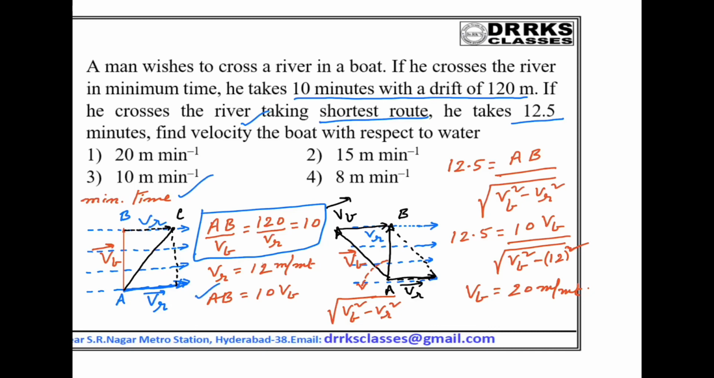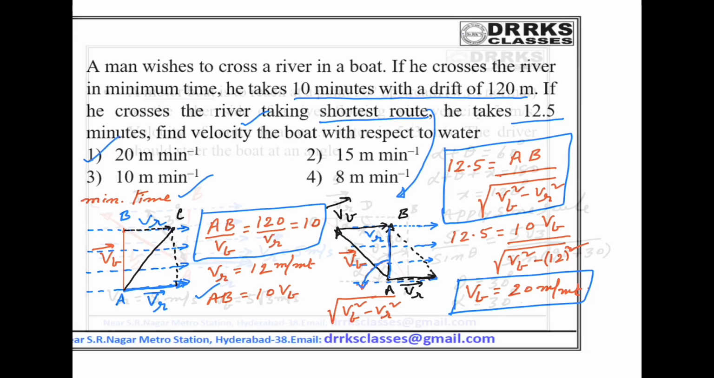Now look at the shortest route path. In the shortest route, the resultant is always along AB. So if VB and VR represent the two adjacent sides, the resultant must be along AB. So the resultant is √(VB² − VR²). Apply the formula for time: 12.5 = AB/√(VB² − VR²). AB is 10 VB, VR is 12. Substitute and square both sides, and we get the velocity of the boat as 12 meters per minute.